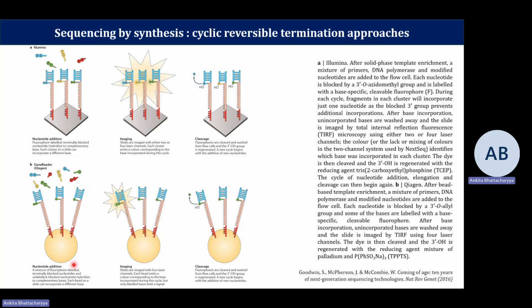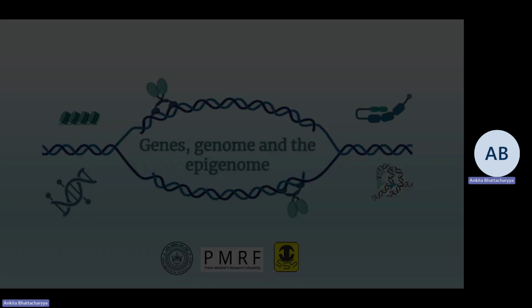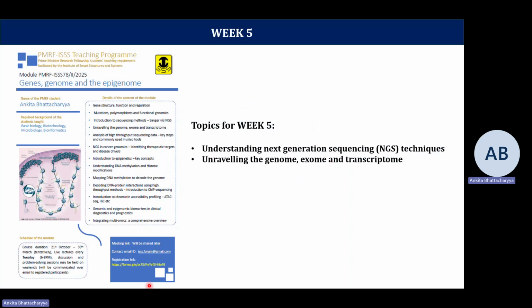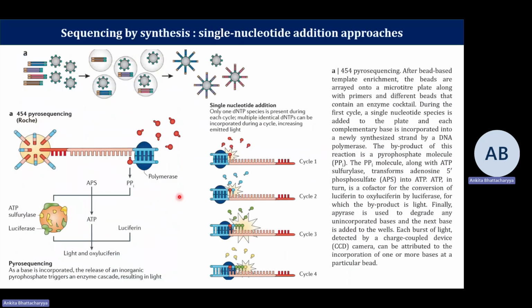And third, there is cleavage of the fluorophores and they are washed from the flow cell, and the 3' OH group gets regenerated. A new cycle begins with the addition of new nucleotides. I'm not going over the legend, we've already discussed it, but this sort of ended our first discussion regarding this topic. Next, we moved on to sequencing by synthesis, single nucleotide addition approaches.